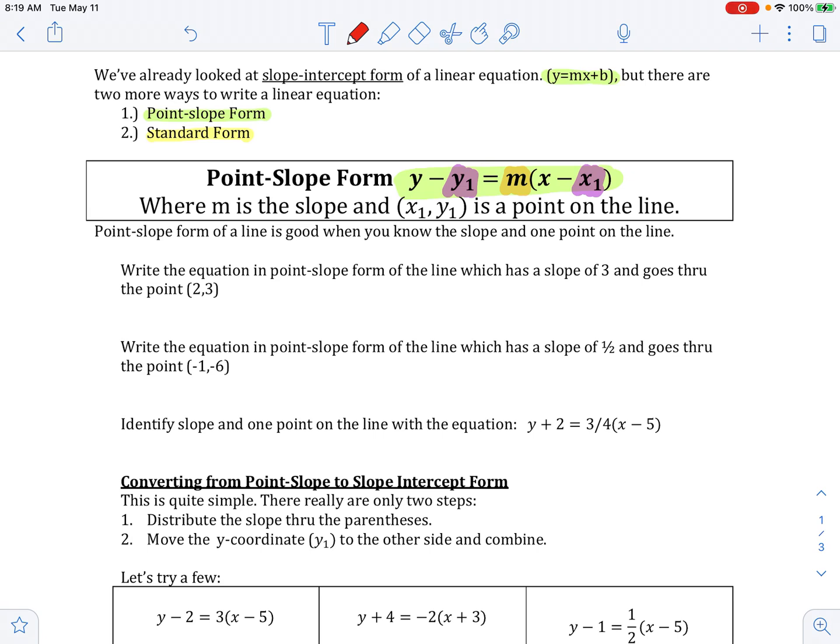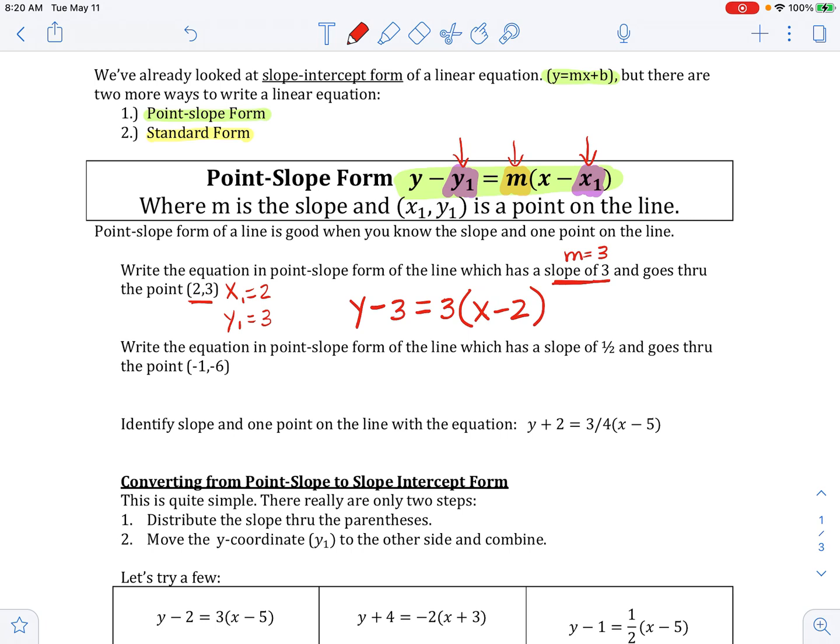Write the equation in point-slope form of the line which has a slope of 3 and goes to the point (2, 3). So we know the slope is 3, m equals 3, and we know it goes to the point (2, 3). So x sub 1 is equal to 2, and y sub 1 is equal to 3. All we need to do is replace those three numbers in for y sub 1, m, and x sub 1, and we've got our equation. So it goes y minus the y sub 1, which is 3, equals m, which we know is 3, times the quantity x minus x sub 1, which is 2. So there it is. Pretty easy.